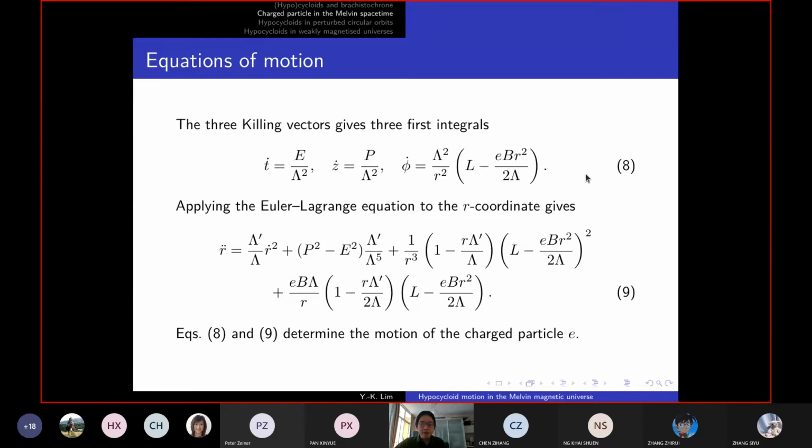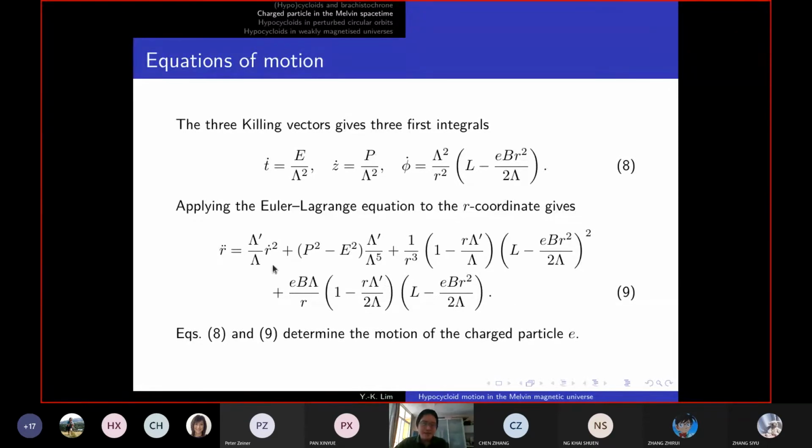And then for the r motion, we can derive the equation of motion for the radial direction by applying the Euler-Lagrange equation. So I get a second order differential equation, which is a bit messy and hard to solve, but we can always solve this one using numerical methods. So this one is no big deal, right? Essentially, these four sets of equations will completely determine how a particle moves inside the Melvin universe.